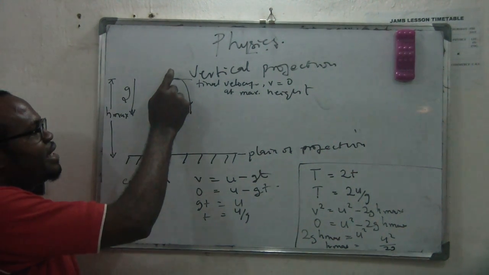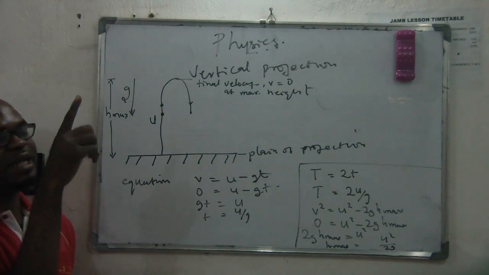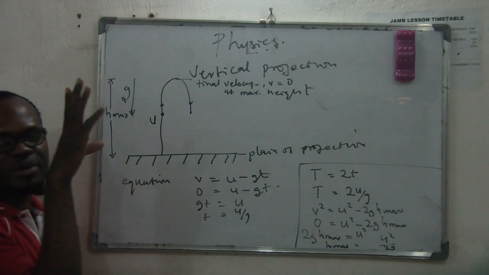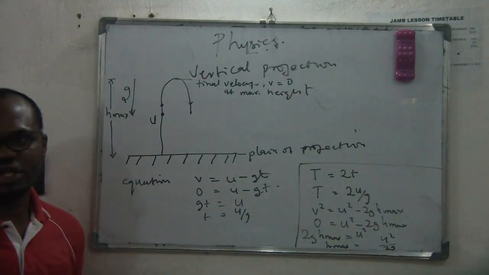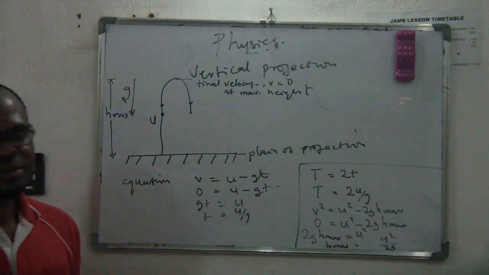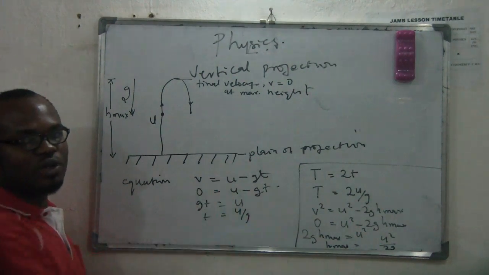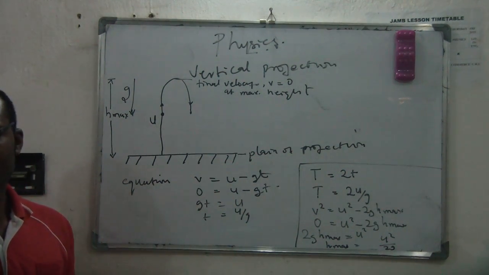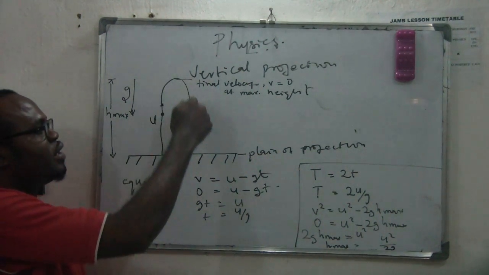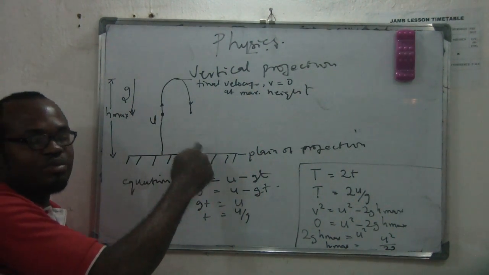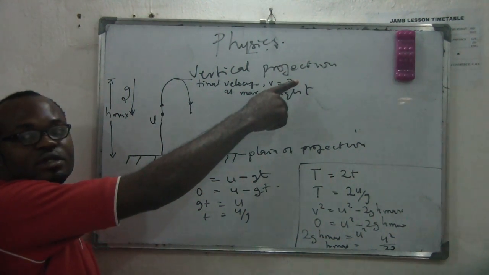Once it reaches there, it gets to a final velocity of 0. Because at that height, it cannot move up again, isn't it? The velocity becomes what? 0 before it starts falling down. Is that clear? So you have initial velocity u, final velocity v is equal to 0. At maximum height, final velocity is 0. This is not the velocity that you used to get in here. But the velocity at maximum height is always 0.